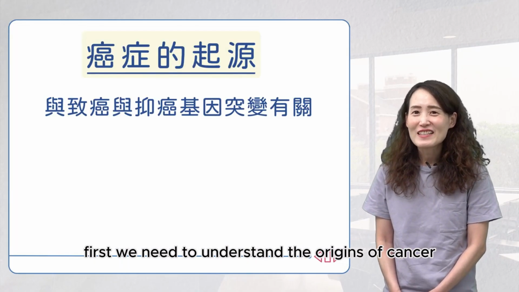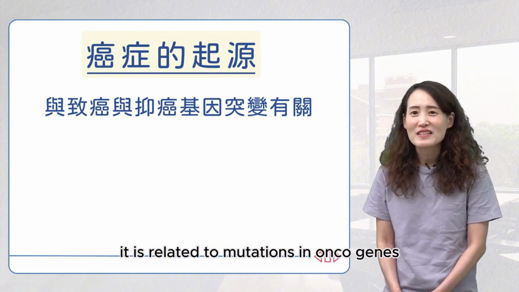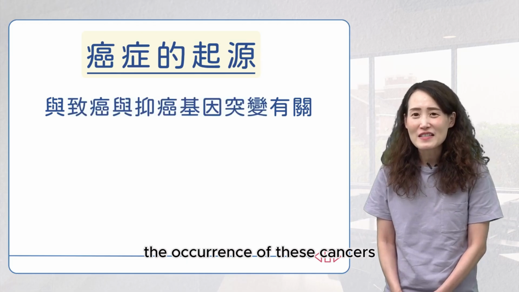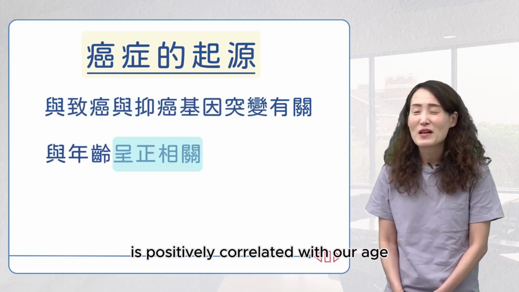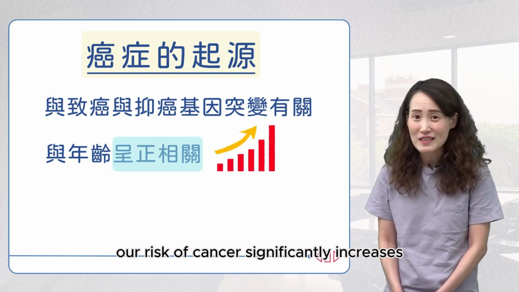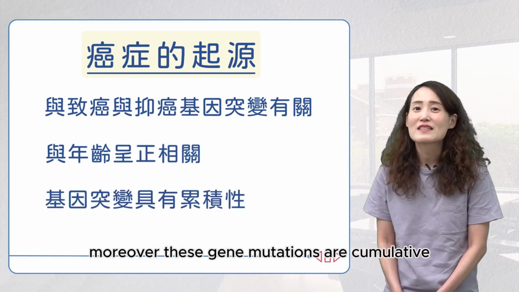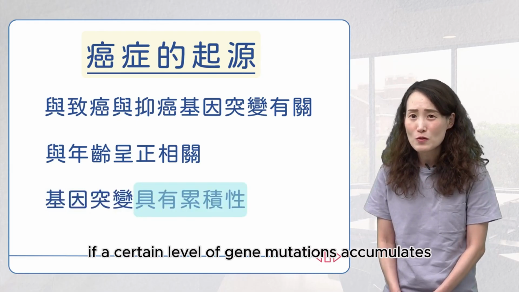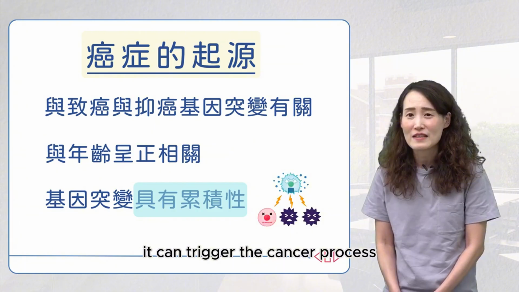First, we need to understand the origins of cancer. It is related to mutations in oncogenes and tumor suppressor genes. The occurrence of these cancers is positively correlated with our age. In other words, as we age, our risk of cancer significantly increases. Moreover, these gene mutations are cumulative. If a certain level of gene mutations accumulates, it can trigger the cancer process.